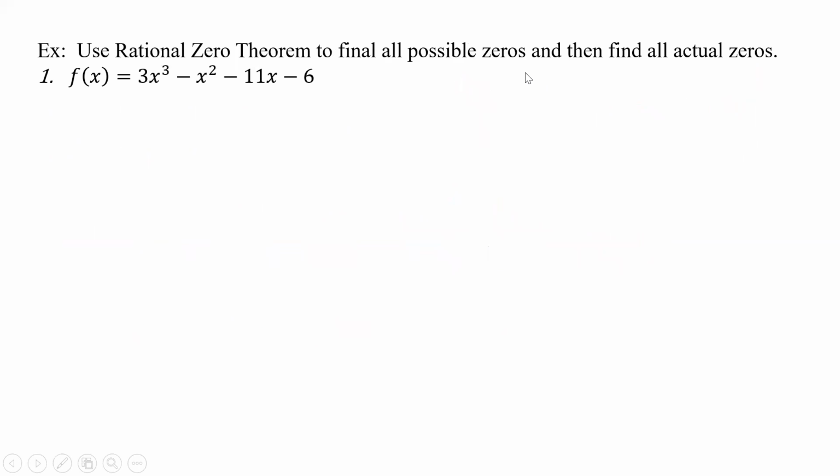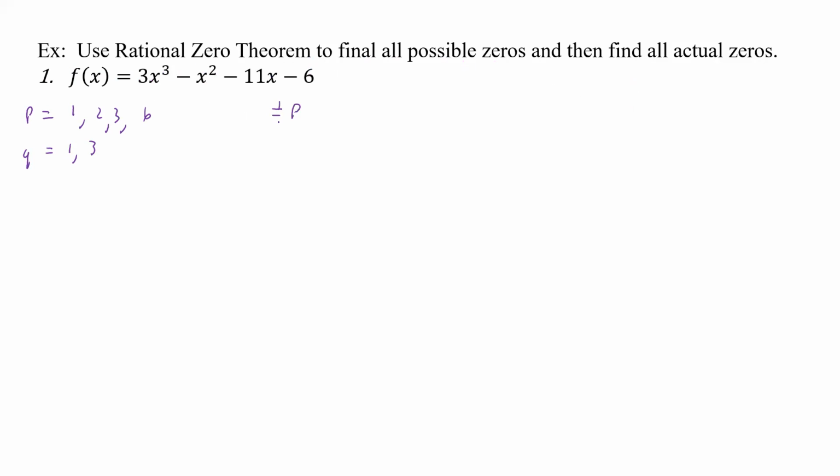All right, so now we're supposed to use the rational zero theorem to find all possible zeros and then find all actual zeros. So that means synthetic division. Okay, so we're going to do the same thing here. So we have 3, 2, 1, 0. So our P is 6. So that's going to be basically a 1, a 2, a 3, and a 6. And our Q is going to be 3. So it's going to be 1 or 3.